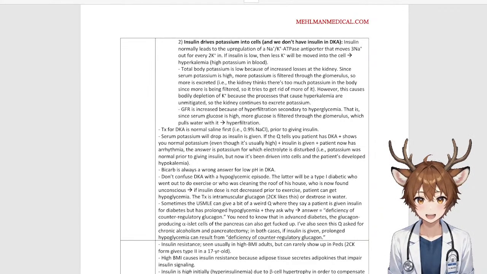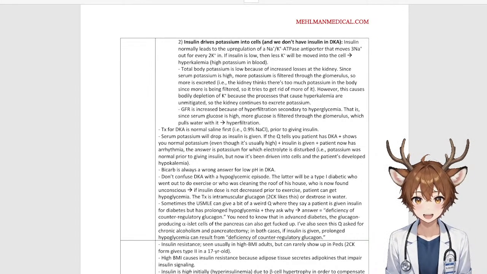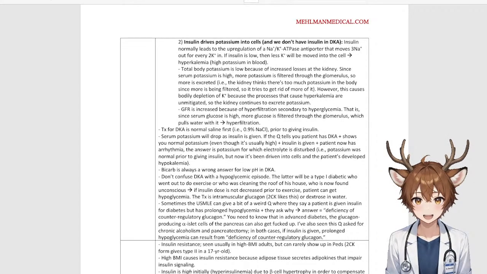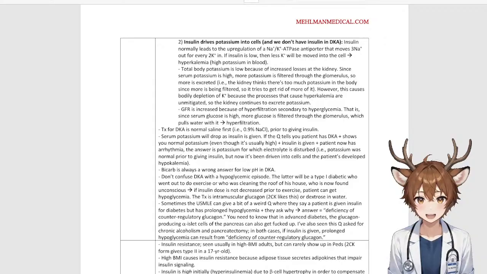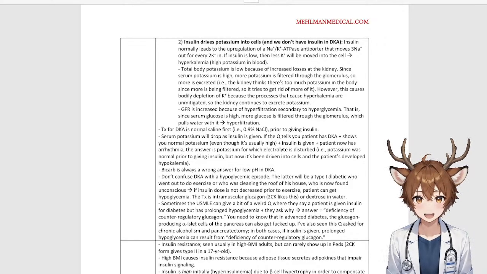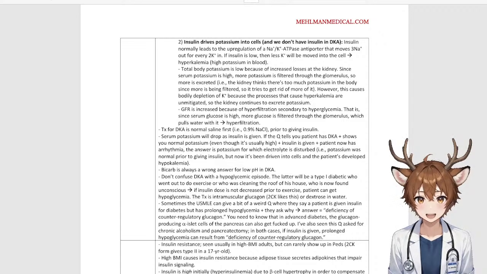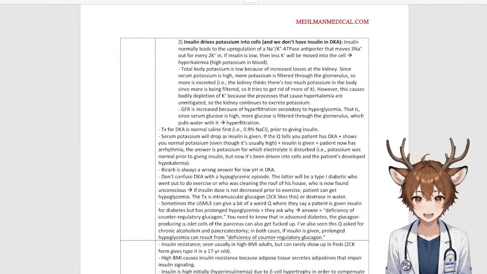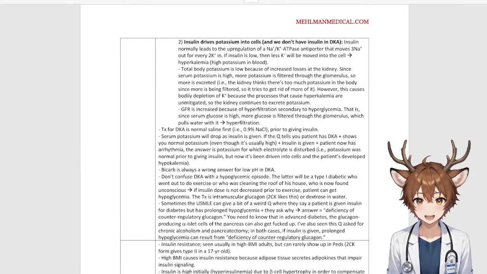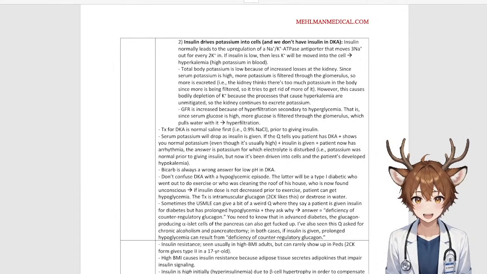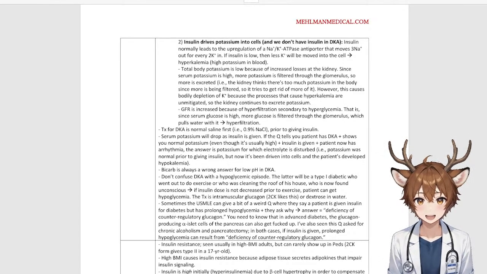Bicarb is always a wrong answer for low pH in DKA. Don't confuse DKA with a hypoglycemic episode. The latter will be a type 1 diabetic who went out to exercise or who was cleaning the roof of his house, who is now found unconscious. This means if the insulin dose is not decreased prior to the exercise, the patient can get hypoglycemia. The treatment is intramuscular glucagon, which Step 2 CK likes, or dextrose in water.